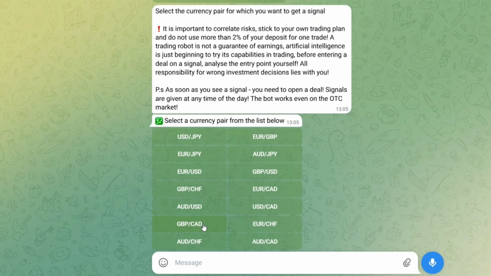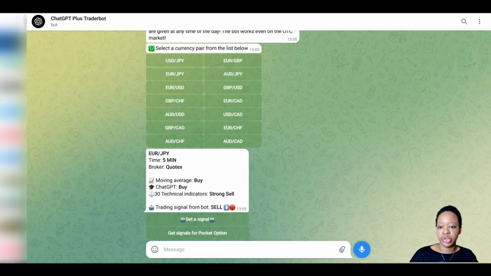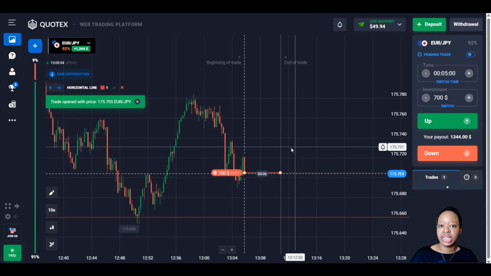So going to the Telegram channel, I'm getting a sell signal. You can see the bot confirms my entry point. So I'm going to open a 5-minute sell trade and try and make profit on this downward movement. Let me wait for the results.